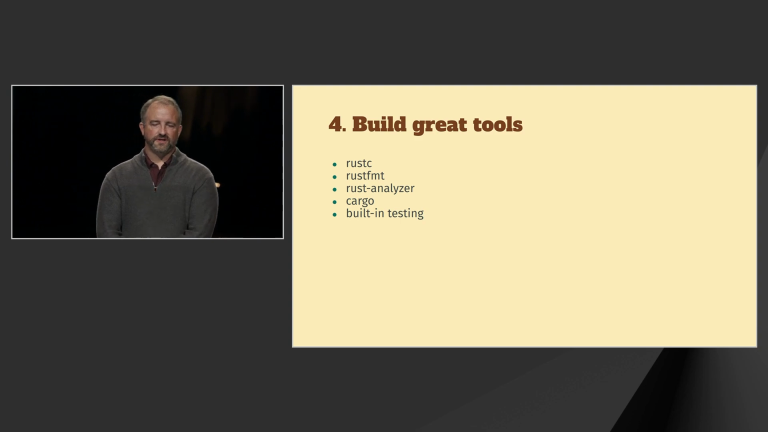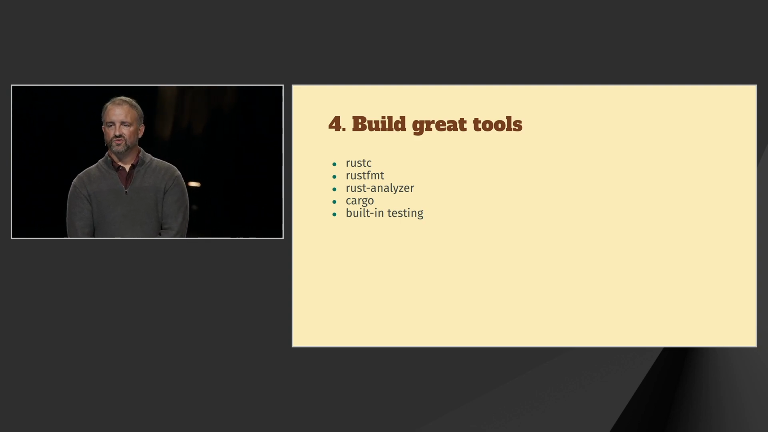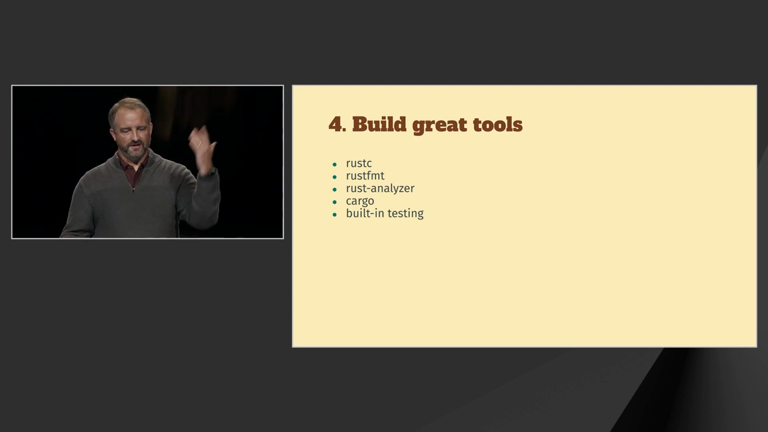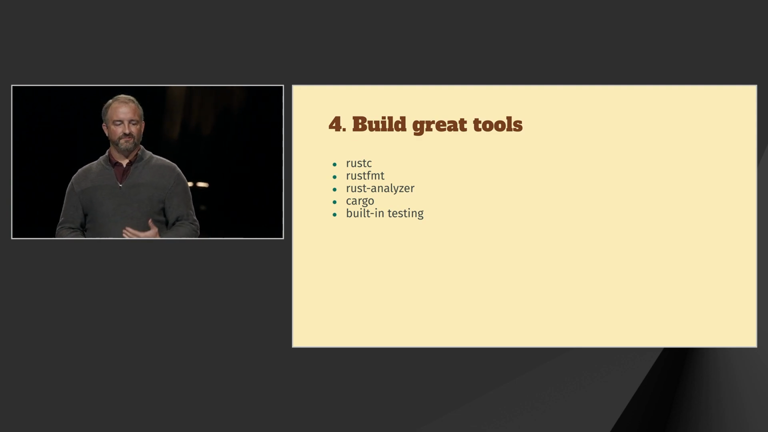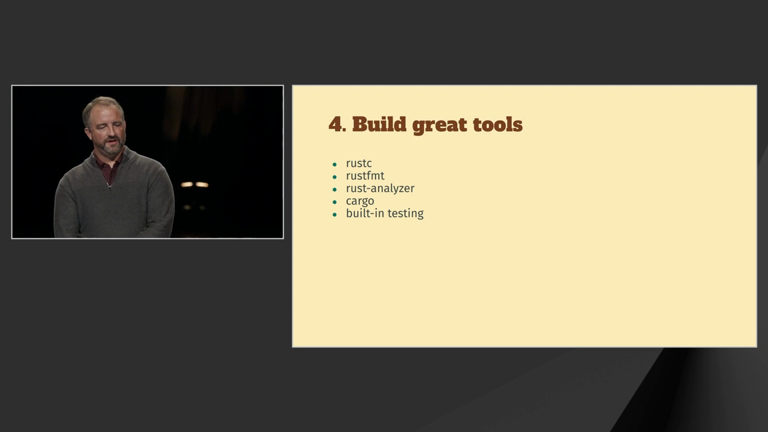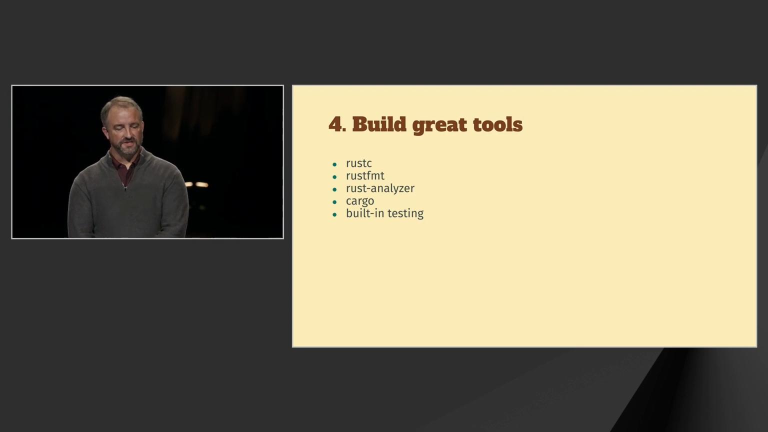So our fourth principle that I want to talk about is this idea of building great tools. There's a list I have up there of some of the tools that we develop as part of the Rust project. So the compiler itself, we have Rust Format, Rust Analyzer, which is this really, I think, excellent IDE tool for looking up definitions of your code and applying fixes and just kind of understanding how your code works. And there's Cargo, which is the Rust build system, and does a few other things as well.